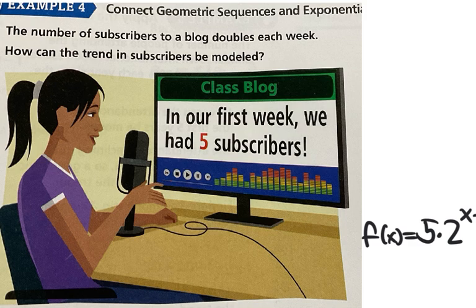Right, because think about it. In her first week, I would plug in 1 for x. What's 1 minus 1? 0. What's 2 to the 0 power? 1. Because anything to the 0 power is 1. Almost anything to the 0 power is 1. Okay? And then 1 times 5 is 5. So in week 1, she had 5. No, 0 does exist. Don't say that.